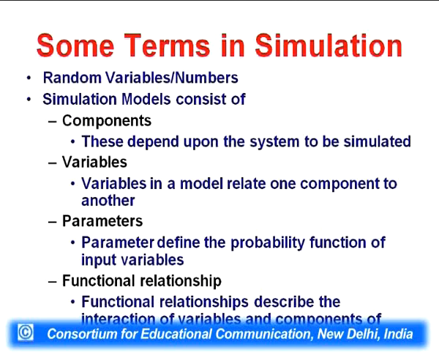And what do I mean by functional relationship? Functional relationships describe the interaction of variables and components of the model. There are 4 or 5 variables. If I make a change in one variable, the result could be that there is no change in other variables, but it can so happen that one of the other variables also changes. Then we say that there is an interaction between these two variables. This is the meaning of interaction of variables.